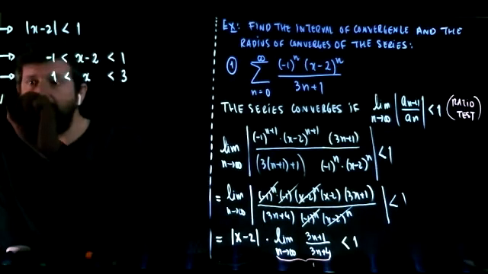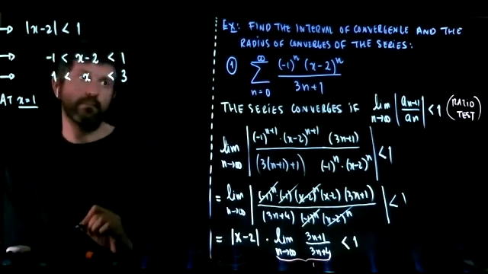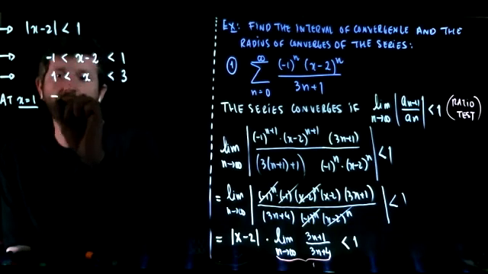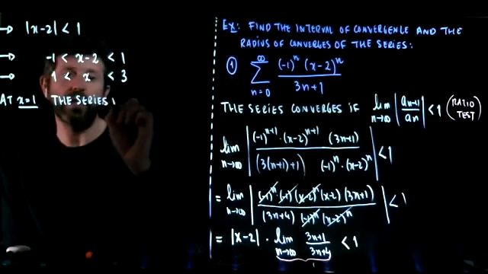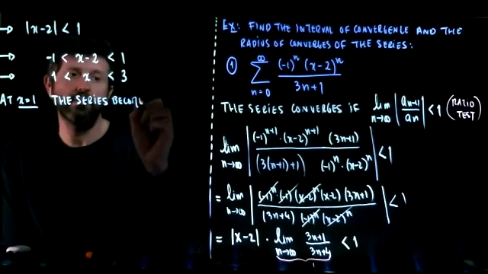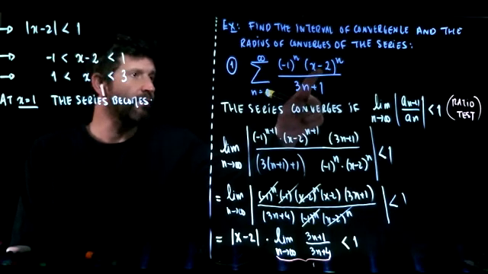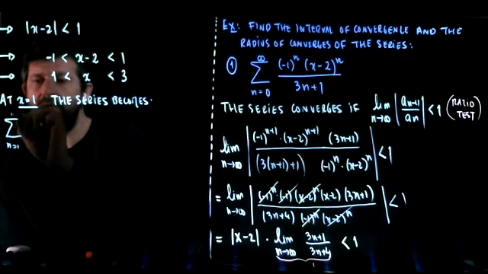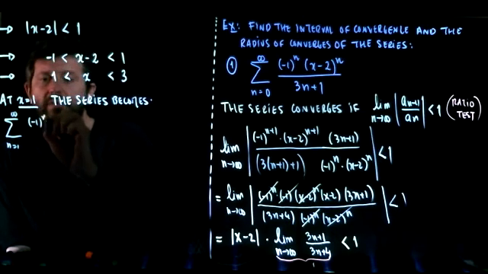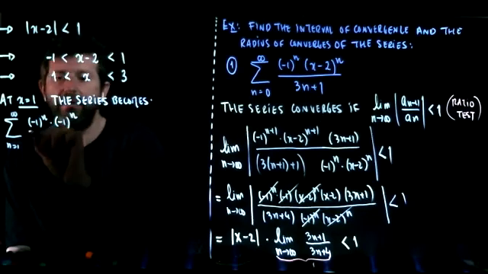Okay, so let's see what happens at x equals 1. At x equals 1, the series becomes what? Let's go back to our initial series and plug in x equals 1 here. The series becomes the sum from n equals 1 to infinity of negative 1 power n times, well, 1 minus 2 is negative 1, power n, over 3n plus 1.